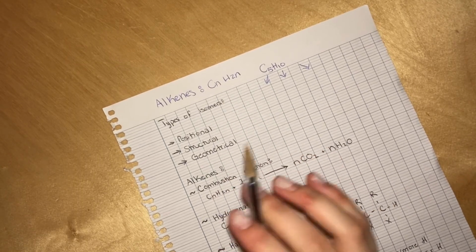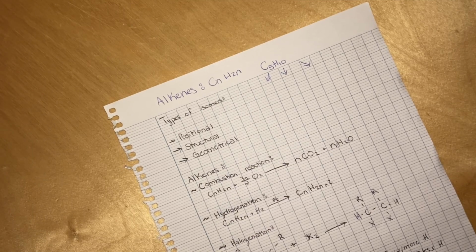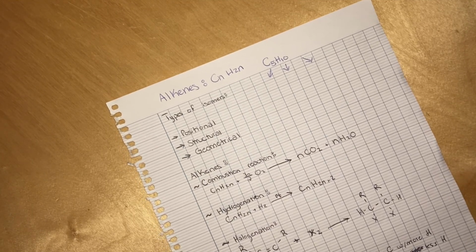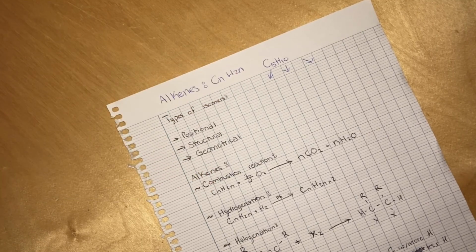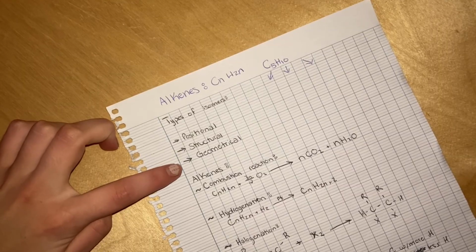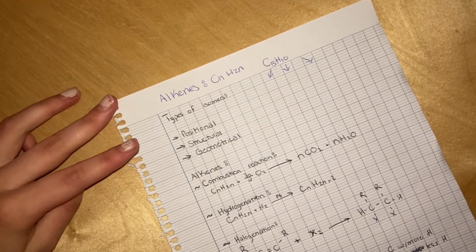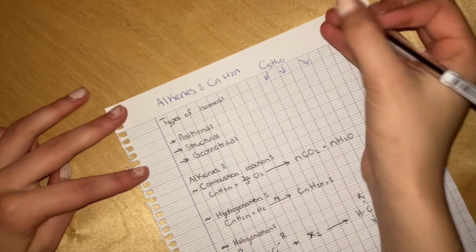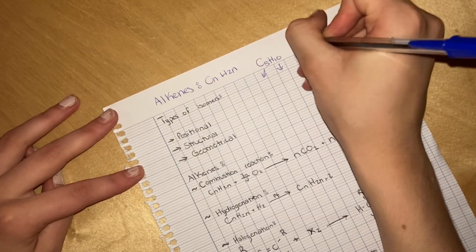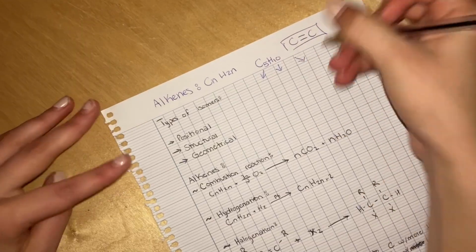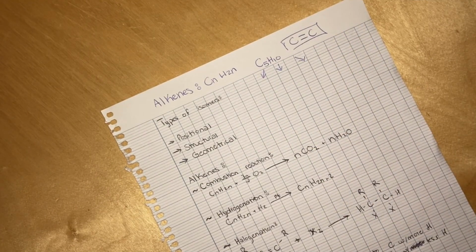Alkenes, or more specifically compounds in general, are going to have isomers. If you don't know what an isomer is, it's essentially a group of compounds that have the same molecular formula but different structural formulas. We take three types of isomers: positional, structural, and geometrical. As a reminder, in alkenes, two of the carbons are double bonded to each other. So this is going to be there in that alkene no matter what.